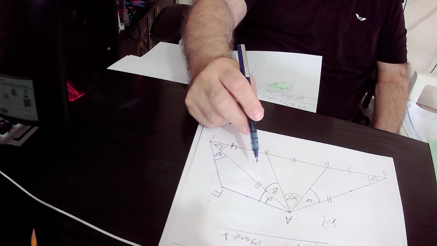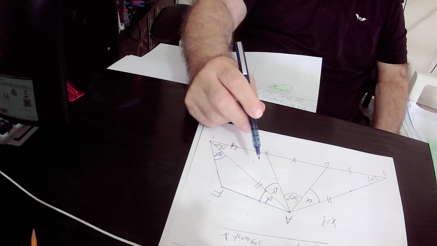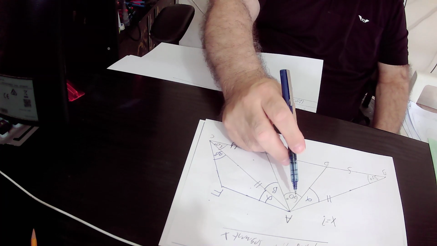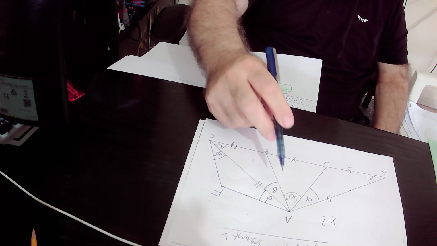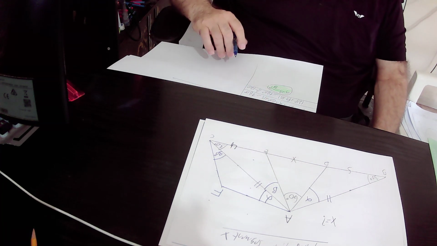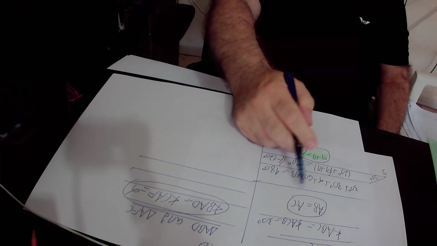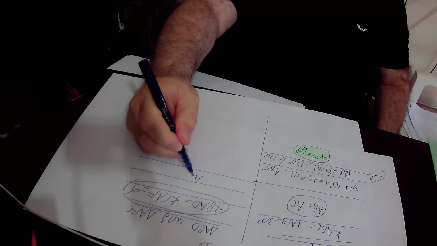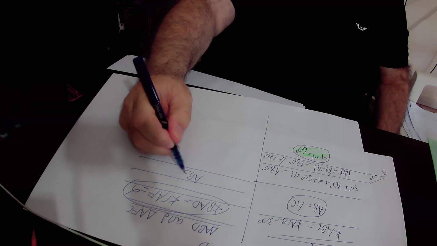here actually, side AB equals side AC according to what we have already found out. Here AB equals AC. We have already proved that side AB of triangle ABD is equal to side AC.